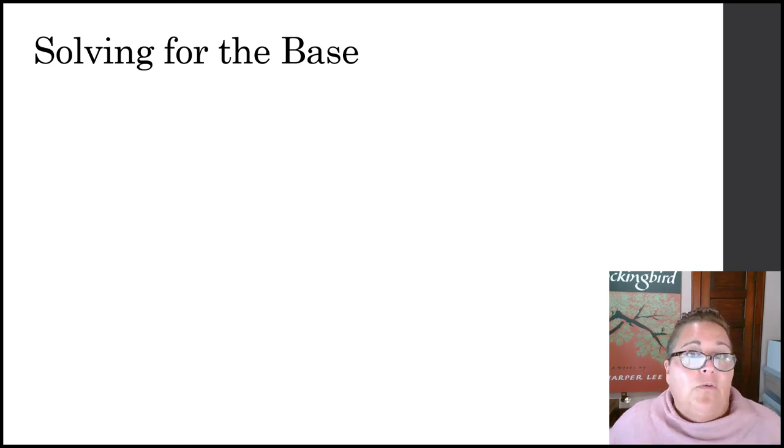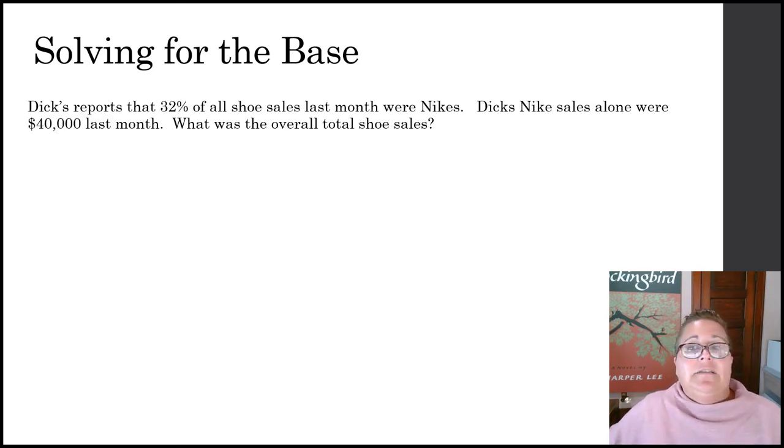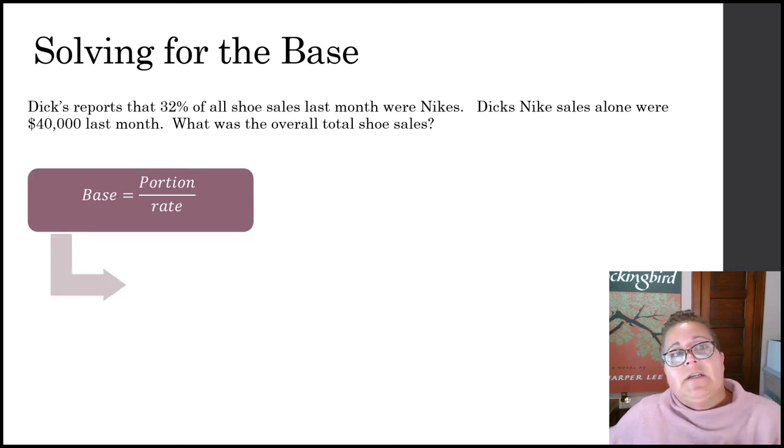When we have to solve for the base, Dick's reports that 32% of all shoe sales last month were Nikes. Dick's Nike sales alone, we know, were $40,000. What was the overall total shoe sales? Well, we've been given not all of the total, not the 100%, but the portion, that $40,000 is the portion. And we know that that's 32%. So we're trying to find the base, or the total.